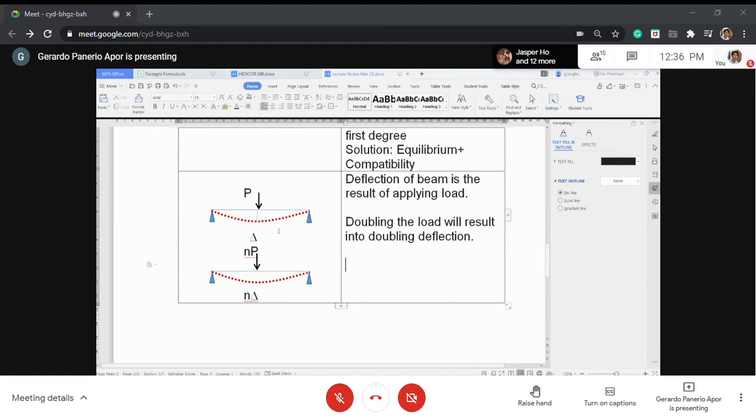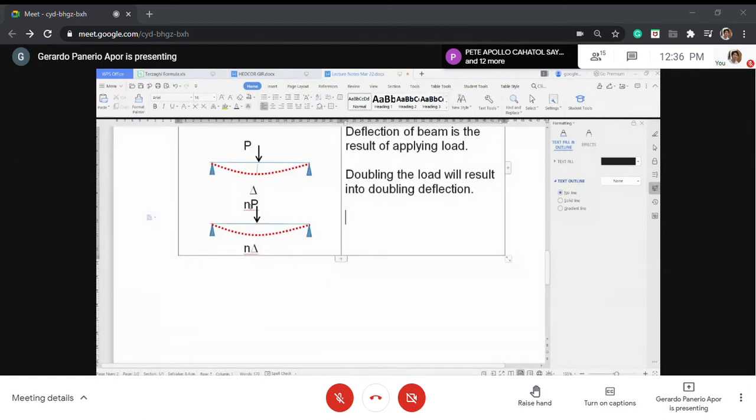Why do I use n here as a multiplier? Because we know that if we increase the load, the deflection will also increase. If we decrease the load, the deflection also will decrease. So multiplying P by n times will also produce n times delta. Why do I use big delta? Because it's just a matter of choice. I use this symbol because delta is a commonly used symbol for deflection in most books.